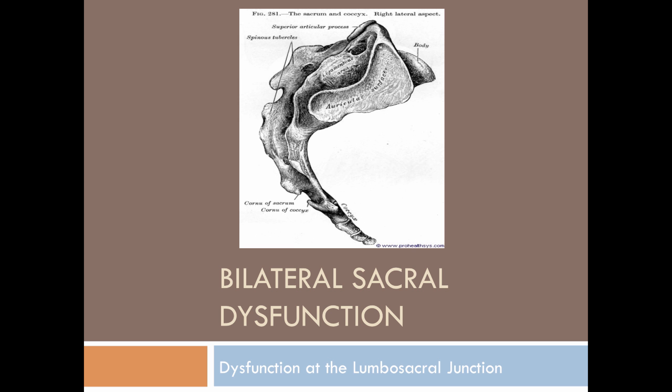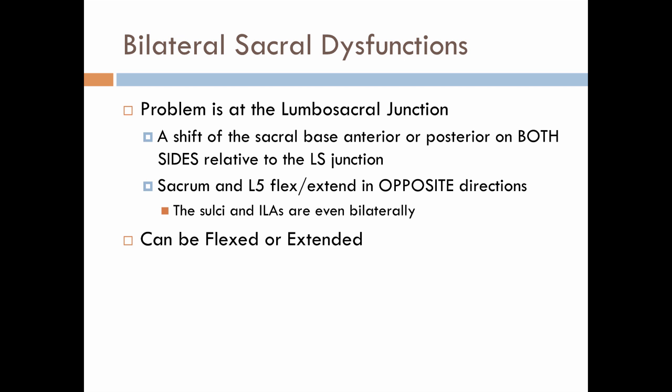Now let's look at bilateral sacral dysfunction, because these also occur at the lumbosacral junction. Here the entire base of the sacrum is either going to be restricted in an anterior or posterior position, but there isn't asymmetry right to left necessarily. Again, remember that the sacrum and L5 will flex and extend in opposite directions. But when you look at the sulci and the ILAs, they appear even.